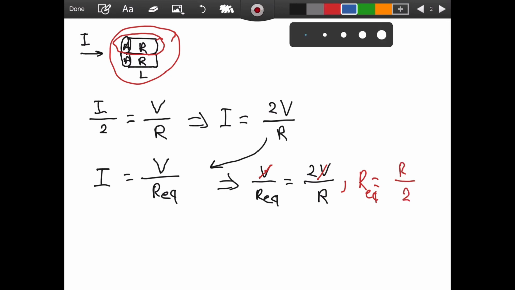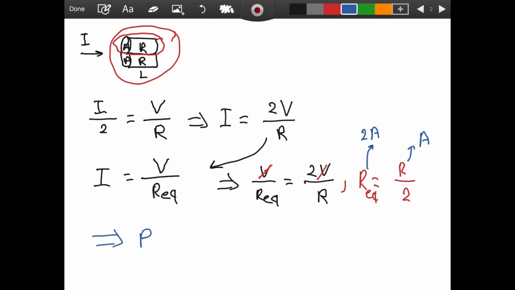Well, R was the resistance value when we had a cross-sectional area A, and R equivalent was the resistance value when we had a cross-sectional area of 2A. As you can see, when we doubled the area, the resistance halved. It got 2 times less. So we conclude that R is proportional to the inverse of the cross-sectional area.